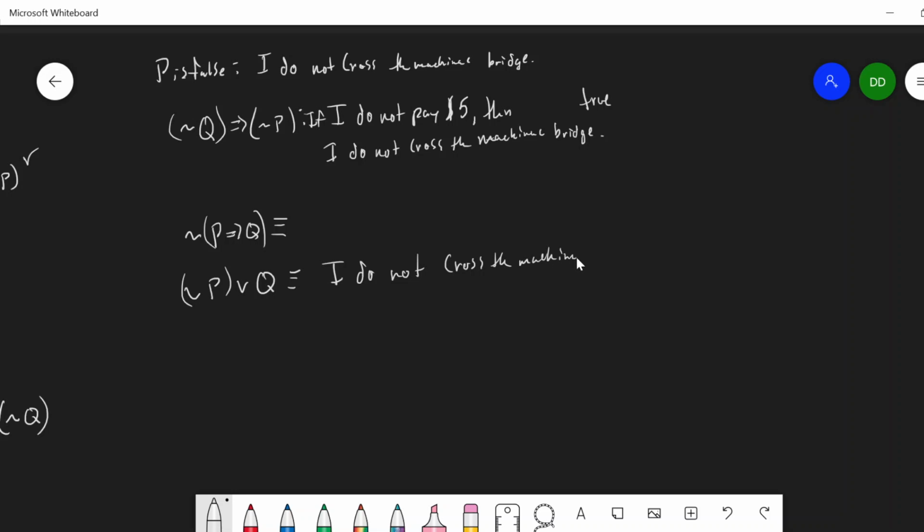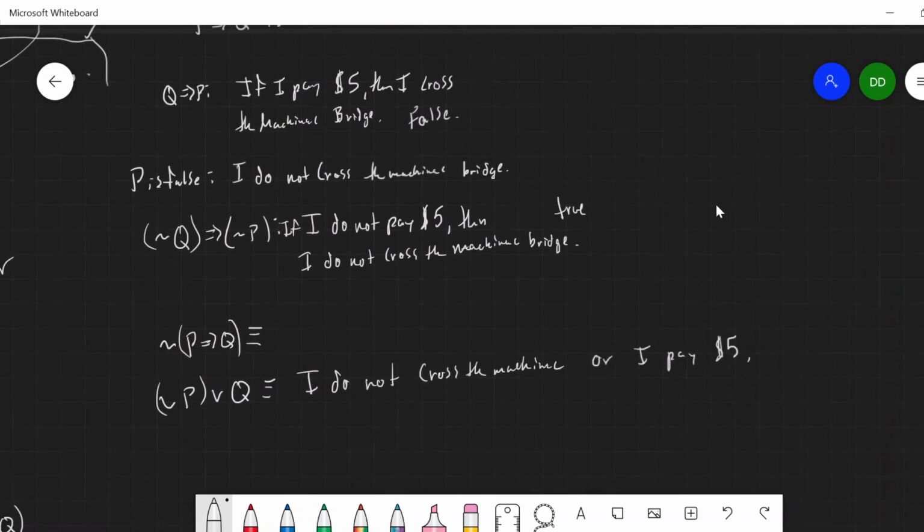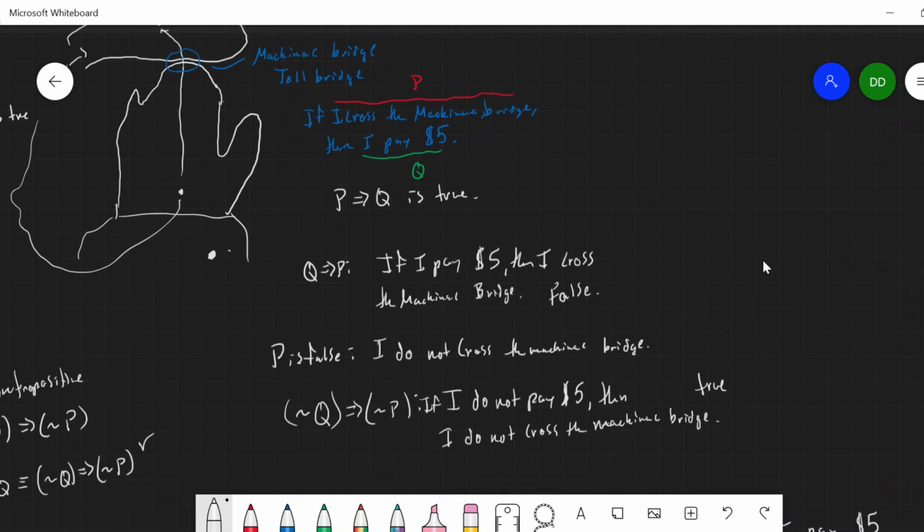I do not cross the Mackinac Bridge, or I pay $5. So why should this be true? Why does this make sense as the same as the fact that there's this toll bridge enforcing this implication? Well, there are two cases to think about: either I cross the Mackinac Bridge or I don't.